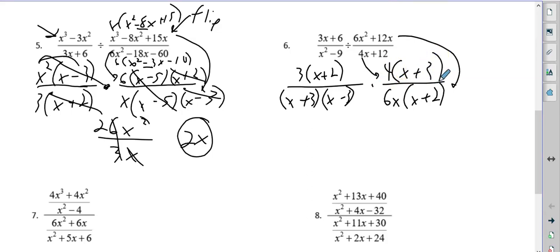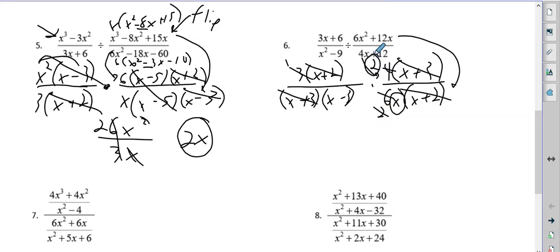And now I'm ready to start canceling. X plus 3, x plus 3, x plus 2, x plus 2. Now I can reduce the 3 and the 6 or the 4 and the 6. It doesn't matter. Okay? 3 goes into 6 2 times. Don't lose this x right here. Be careful. But then this 2 can go into this 4 2 times. Don't lose that. It's kind of messy.